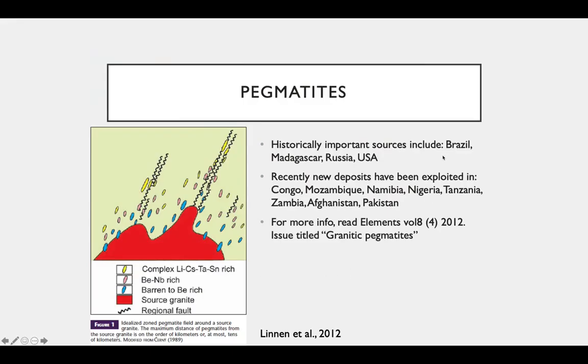Some of the historic important ones are Brazil, Madagascar, but there's a lot going on in Africa as well as in Australia. So watch this space, or for the people that are going into it, you'll learn lots about pegmatites. I know there are people looking all over to see if they have high concentrations of particular critical metals.